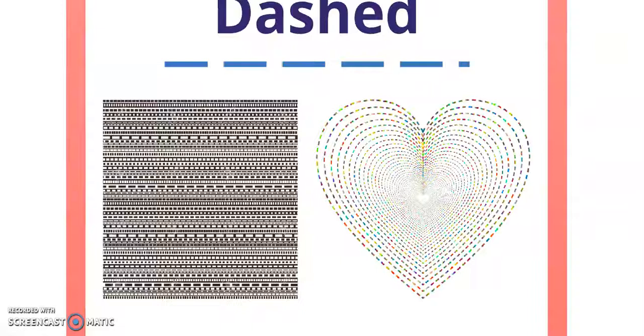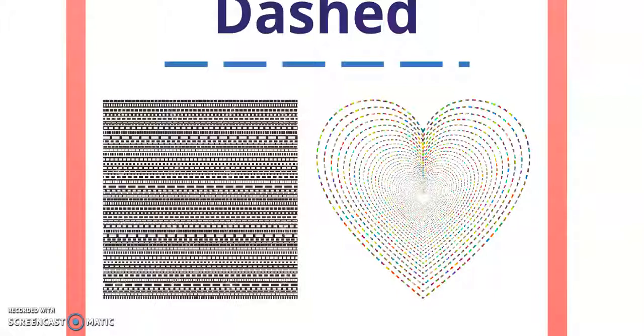Finally, dashed lines are lines that have a little bit of space in between them. They can be vertical or horizontal or really go in any direction. Dashed lines are straight, space, straight, space, straight, space, and so on and so on.